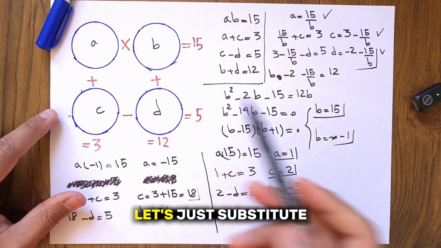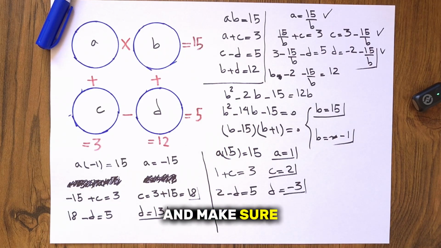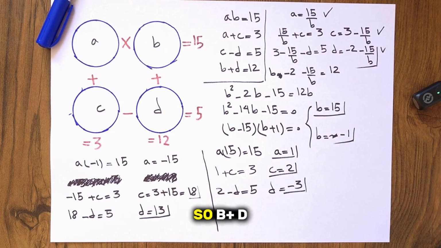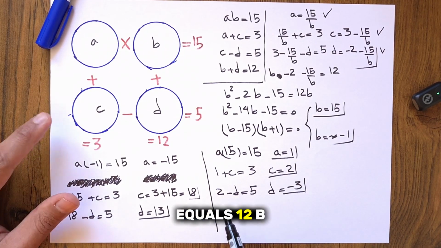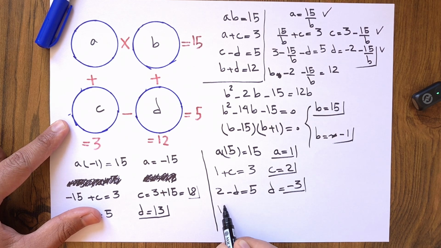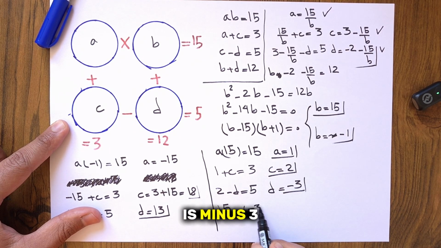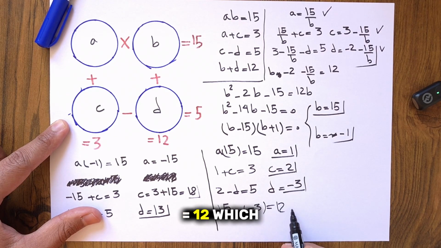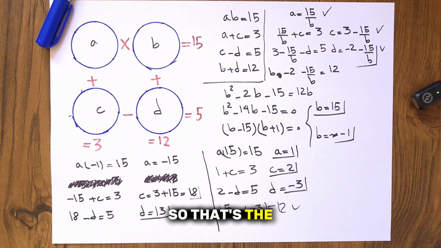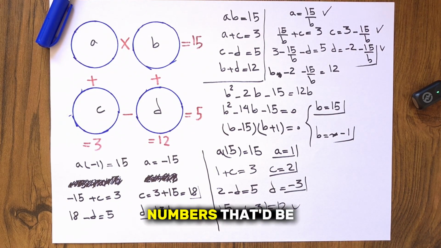And finally, let's substitute and make sure it is correct. B plus D equals 12. B was 15 plus D, which is minus 3, equals 12, which is correct. So that's the next set of numbers that we found.